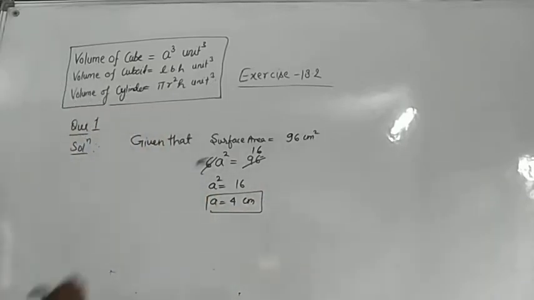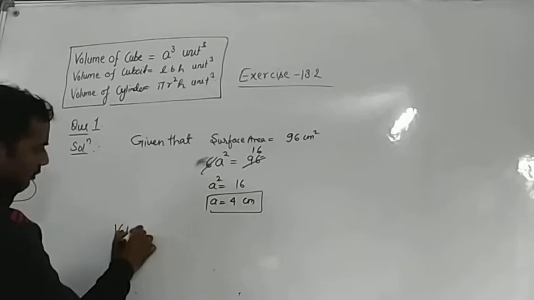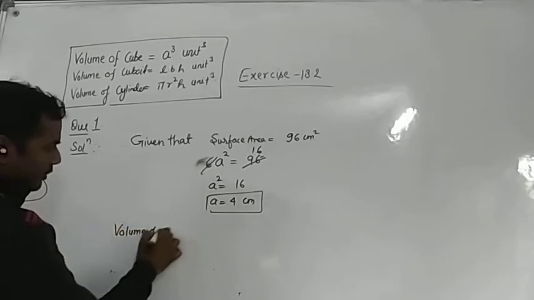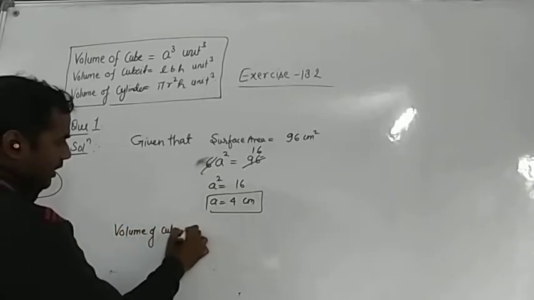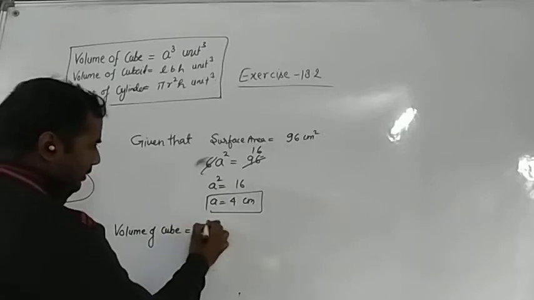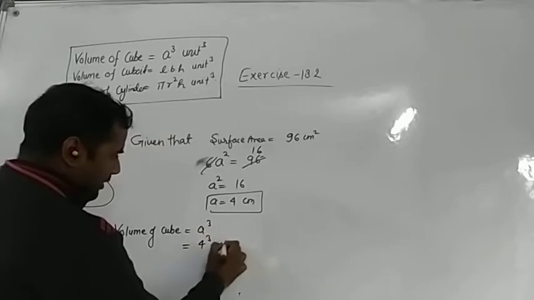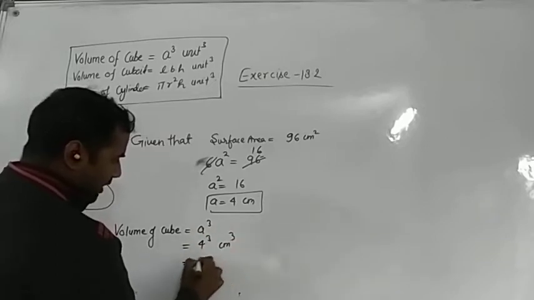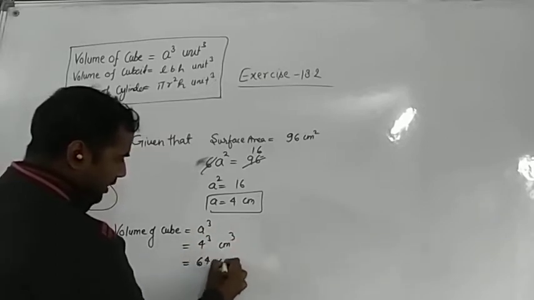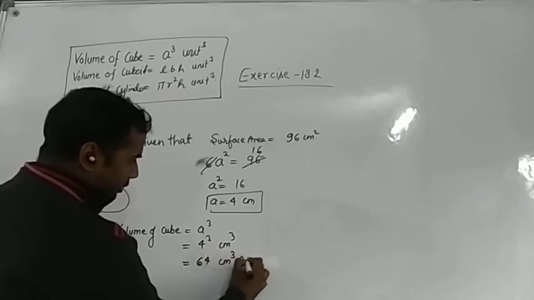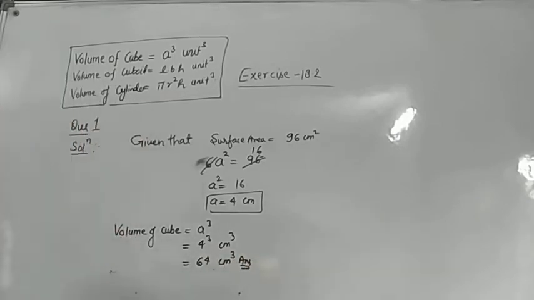Now volume of cube is equal to a cube. Now 4 cube centimeter cube, that is 64 centimeter cube. This is the required answer.